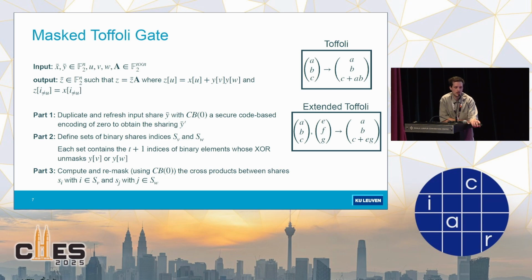Here we define some sets of binary shares. We call them SV and SW. Each of those sets contains the t+1 indices of binary elements whose XOR will unmask either YV or YW. We use these sets to be able to then make this multiplication of the elements using the binary shares. And that's what we do in part three. Once we have this set of indices, we make the binary cross product and we do, again, some kind of refreshing.